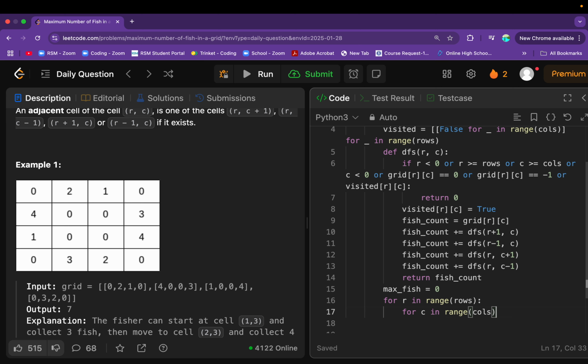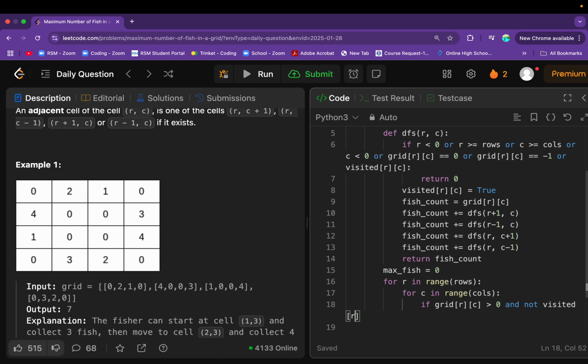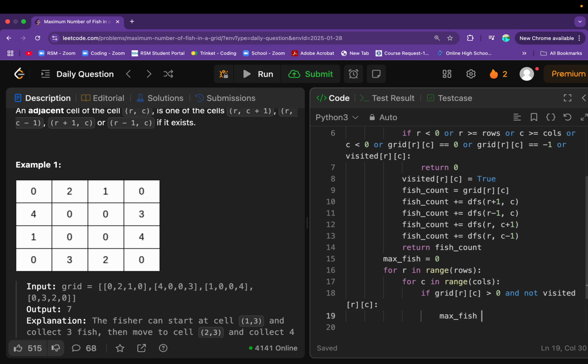Now, effectively, what we're going to do is, if grid at RC actually does contain fish, meaning it is a valid starting cell, so if grid at RC is not 0 or -1, meaning it's greater than 0, and we haven't visited grid at RC just yet, meaning it's not visited and it actually does contain fish, it's not -1 or empty, meaning a land cell, we can set max fish to be the maximum of itself, because we don't want to make it smaller than what we've recorded so far.